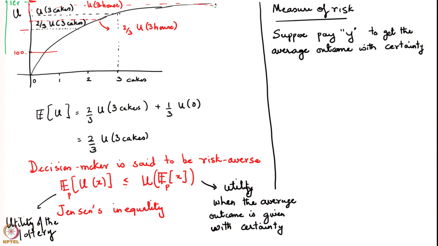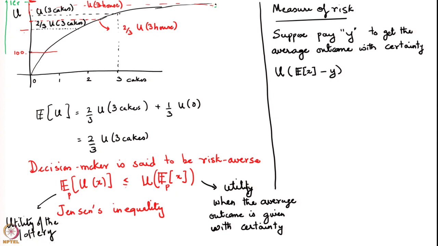So then what you would have gotten is the average outcome with certainty, but you are paying Y for it. Now the question is what should be the Y, what is the maximum Y that you would be willing to pay? Well, it is the Y for which the utility from the average outcome, and here I am assuming the outcomes are all just scalars, minus the Y that you have paid, is what you are going to get with certainty.